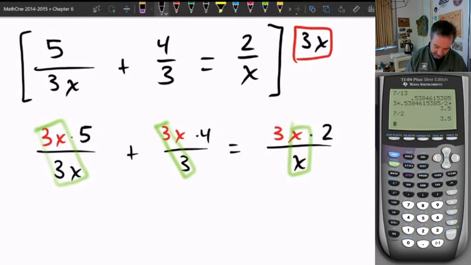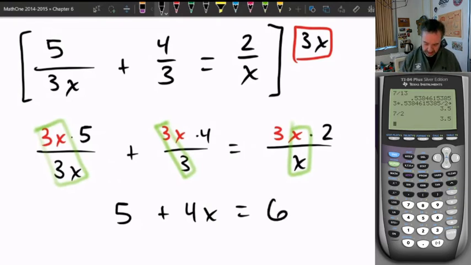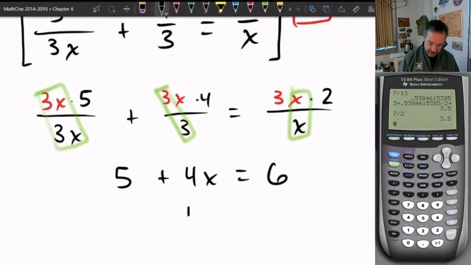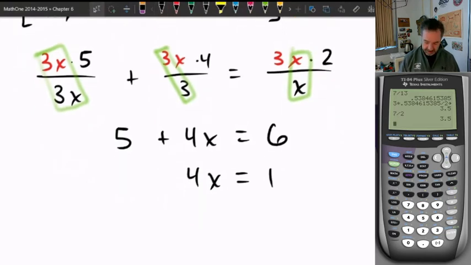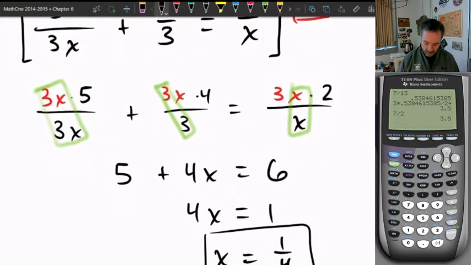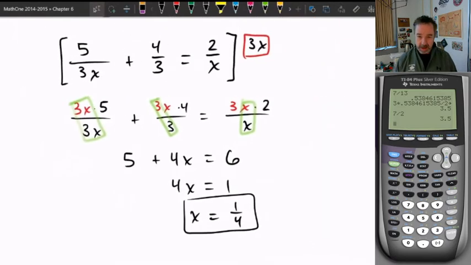What remains is the following equation, right? My first term is the number 5. My second term is x times 4, or 4x. And on the other side, I have just 3 times 2, which is 6. So if I take away 5 from both sides, I get that 4x is the number 1. Therefore, when I divide both sides by 4, x would be 1/4. So again, I have a solution, x is 1/4, and I'm going to make a good attempt to check that.